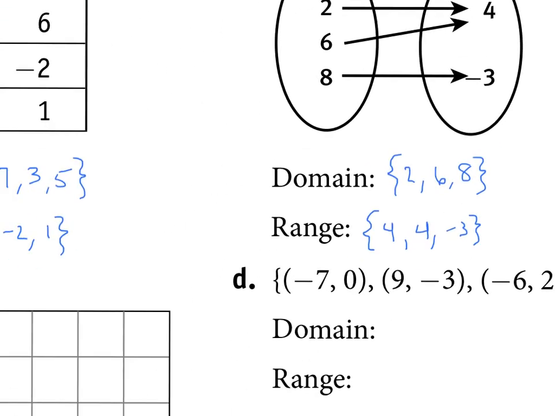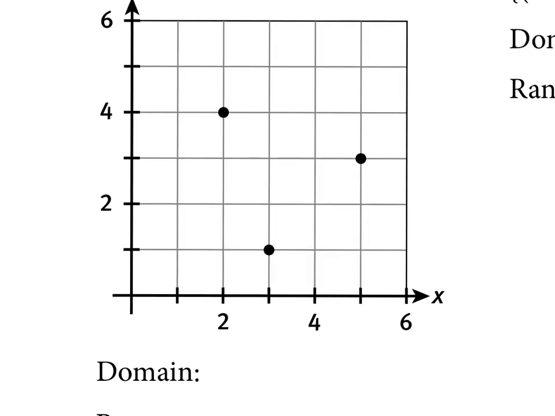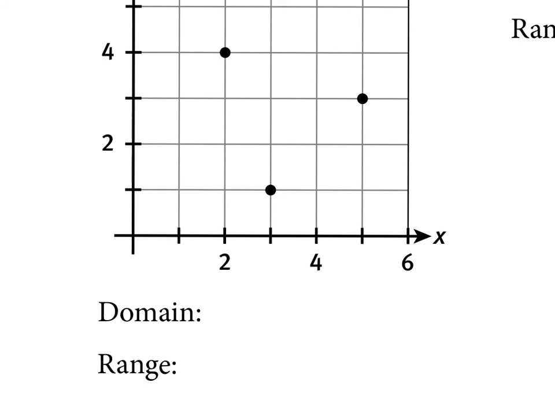And then C, as we look at the graph, domain is all the x values. So look at all the dots. What are the x values of each dot? This first dot right here, what's the x value? If we go down, it's 2. So the first one is 2. Second dot, here's the second dot. If we go down, that is 3. And the last dot right here, go down, that is 5.